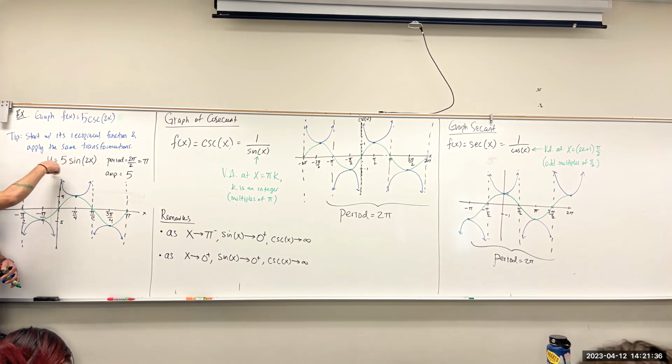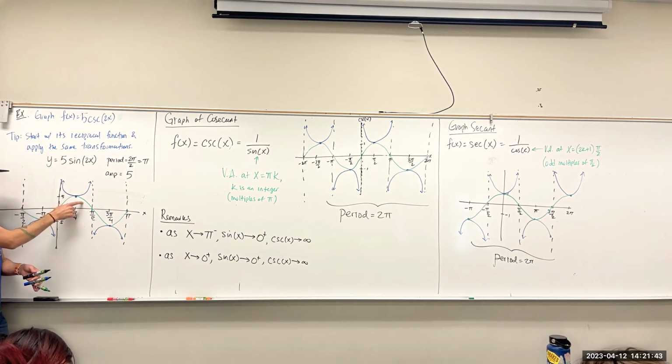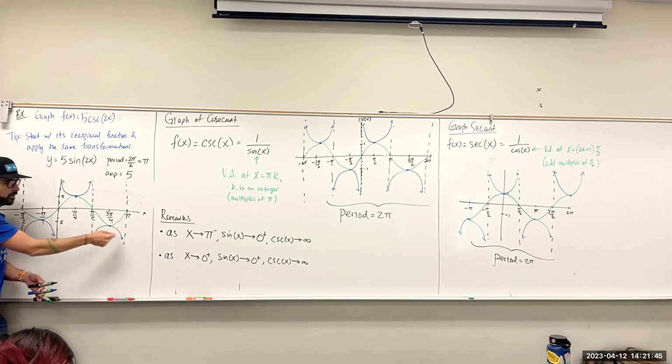So as long as you can graph the transformation of sine, then you just will do the positive values to shoot up to positive infinity and the negative values to shoot down.